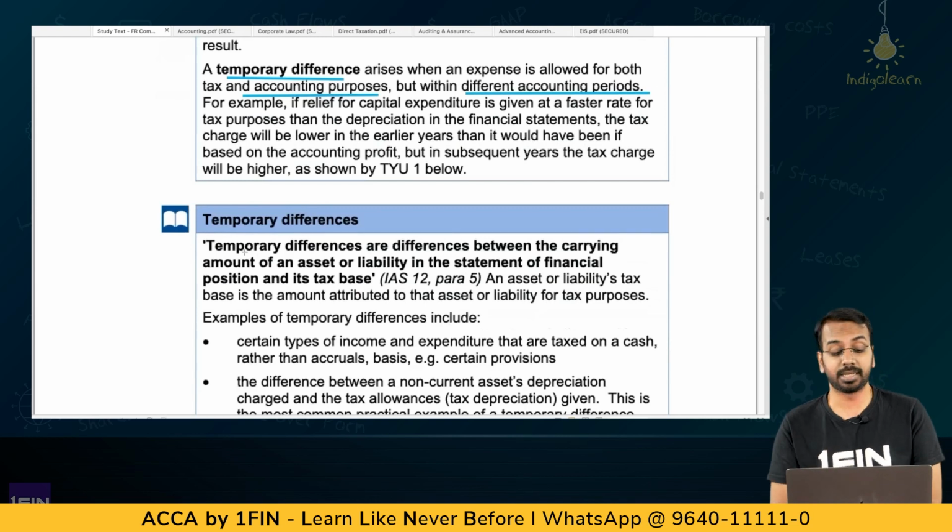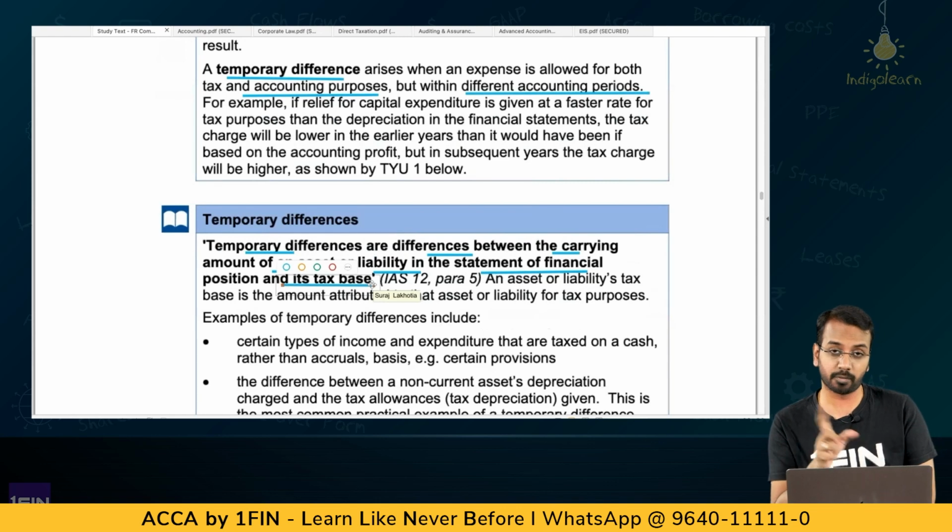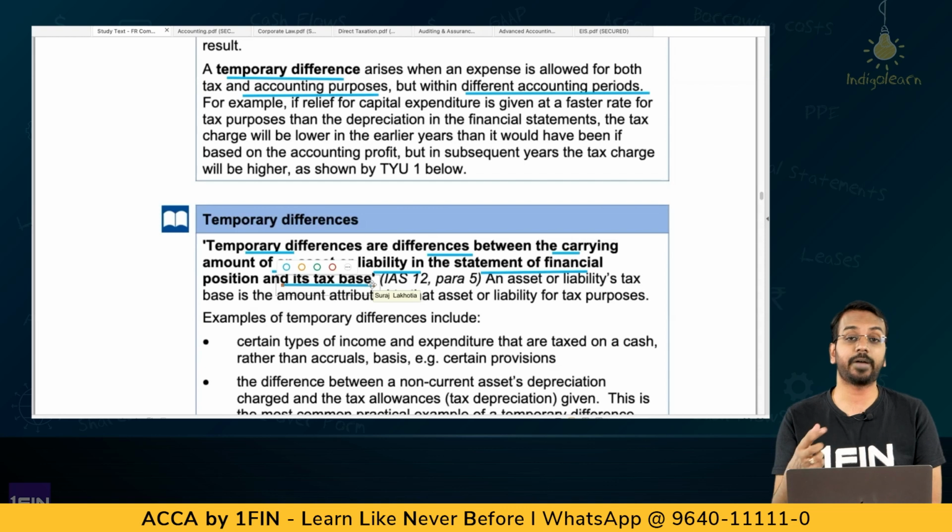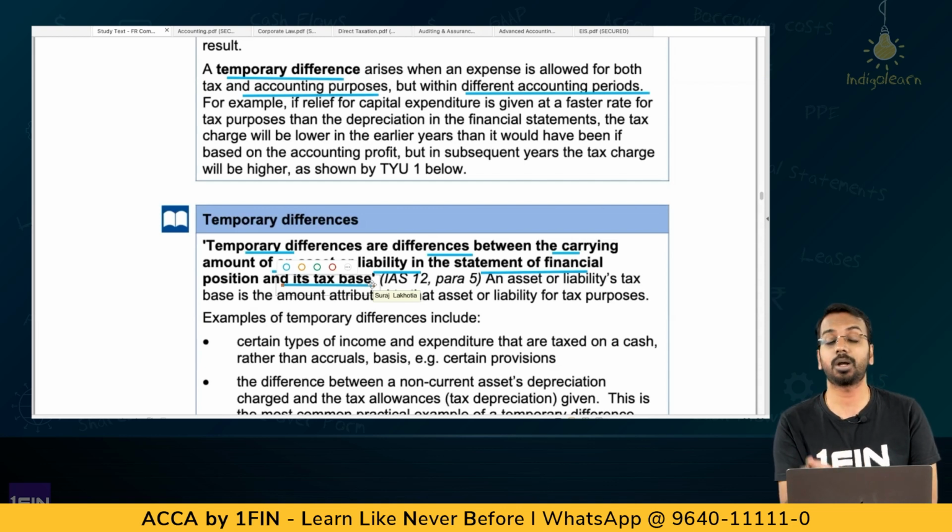Now what the standard says is, temporary differences are differences between the carrying amount of an asset or liability in the statement of financial position and its tax base. Now what is the meaning of this particular item? So far we have taken individual items of income and expenses, and I have explained to you how deferred tax can be computed, how current tax can be computed. Now for the purpose of IAS 12, they use the concept called the balance sheet approach, where we have to see the carrying amount of the asset as per financial statements and the tax base.